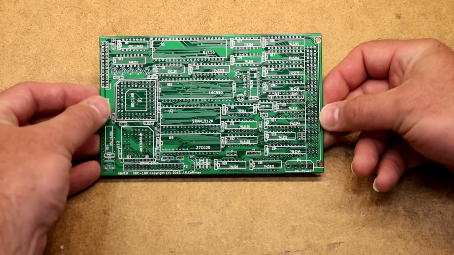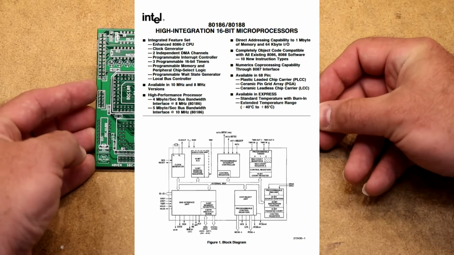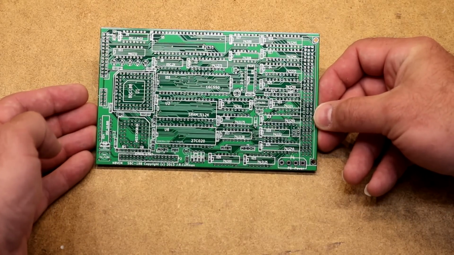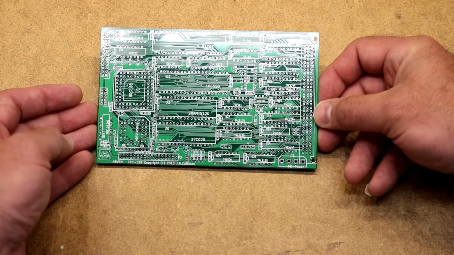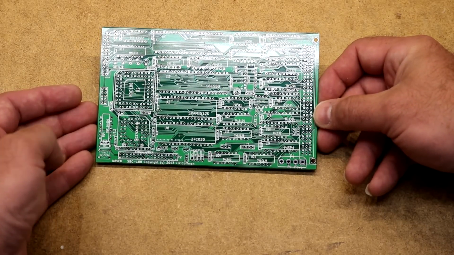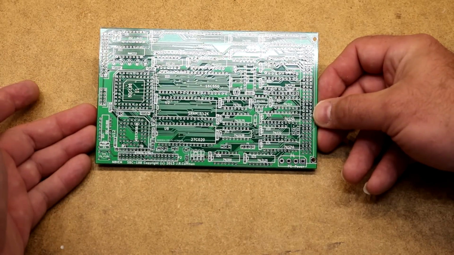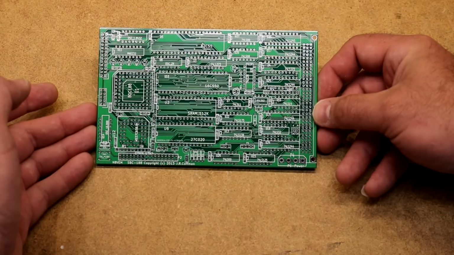So this is going to have an 80C188 CPU with integrated peripherals. It also looks like it has a 16550 UART, an 8255 parallel interface, SRAM, an EEPROM or a flash or something, floppy controller. So let's build this thing.